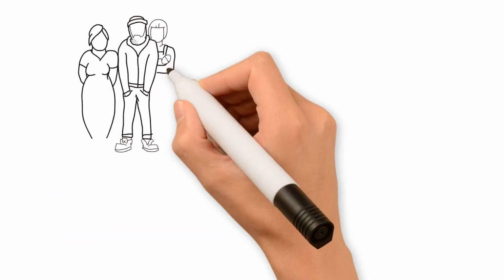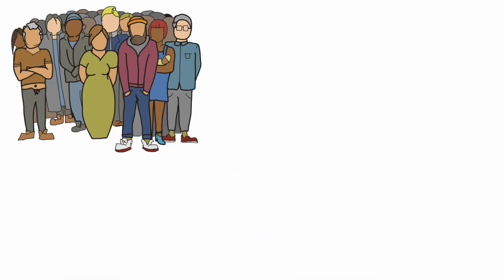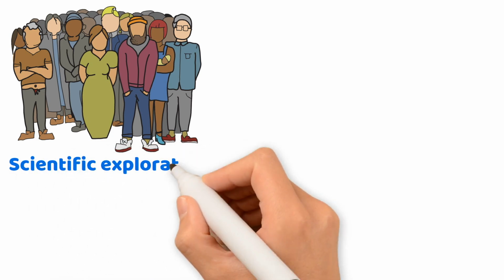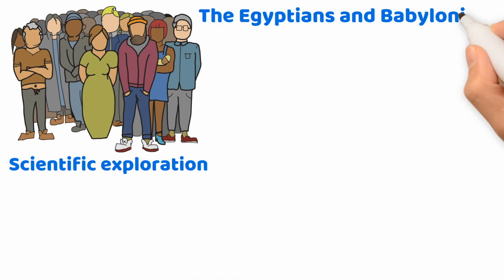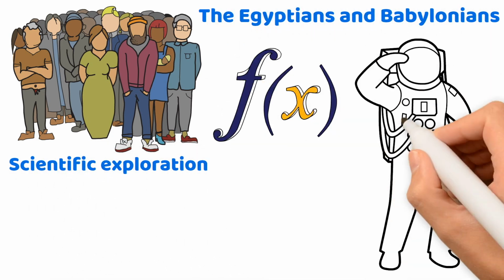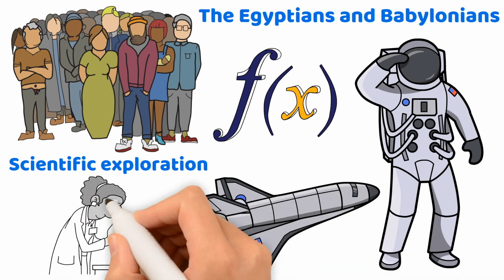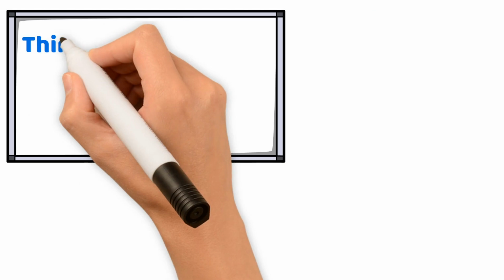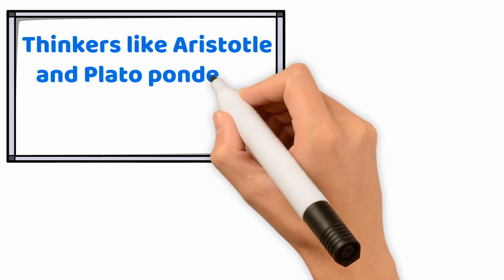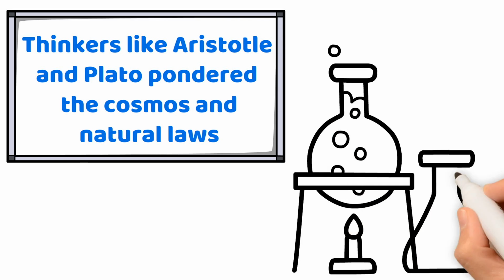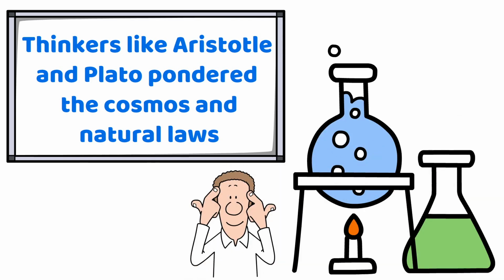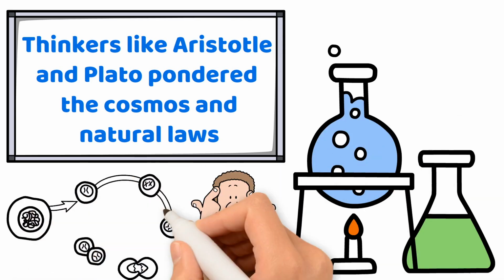Our story begins with the ancient civilizations, the true pioneers of scientific exploration. The Egyptians and Babylonians advanced mathematics and astronomy, setting the stage for future discoveries. Meanwhile, the Greeks were busy developing natural philosophy. Thinkers like Aristotle and Plato pondered the cosmos and natural laws, laying the groundwork for modern science. Understanding these foundations helps us appreciate the continuous thread of inquiry that science weaves through history.